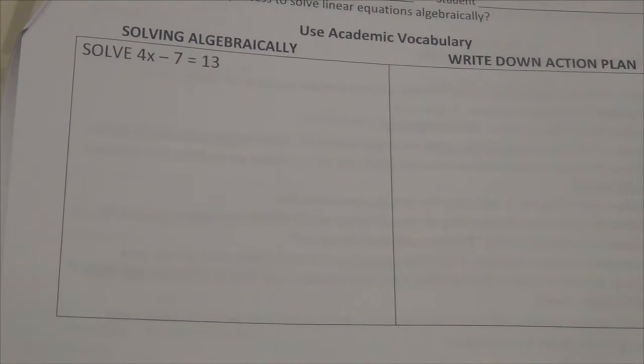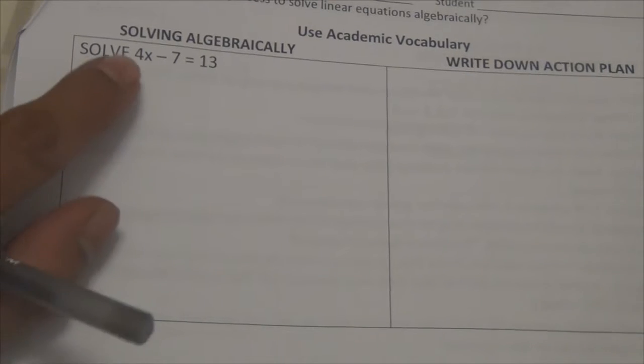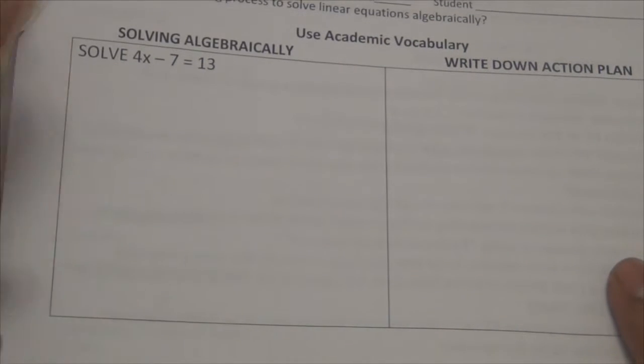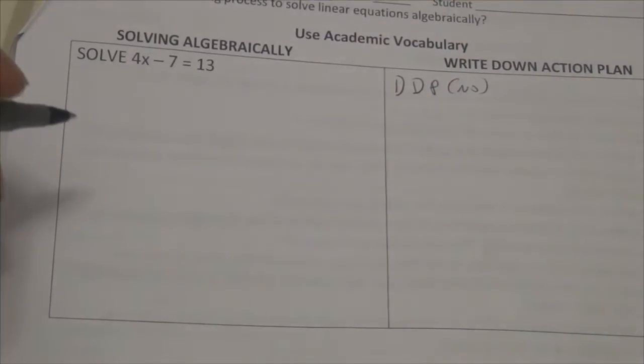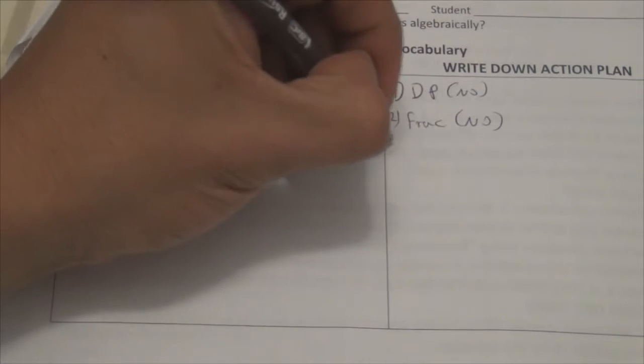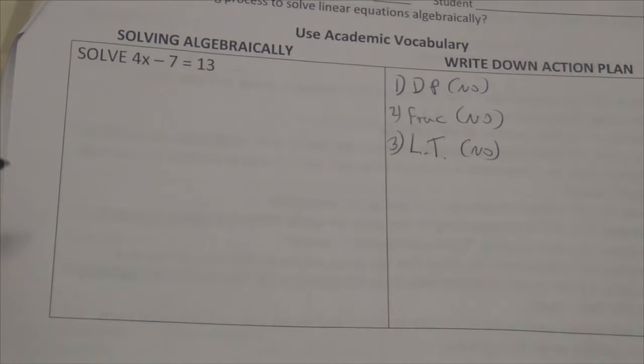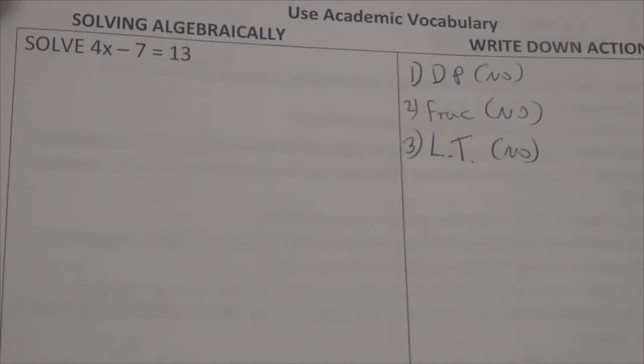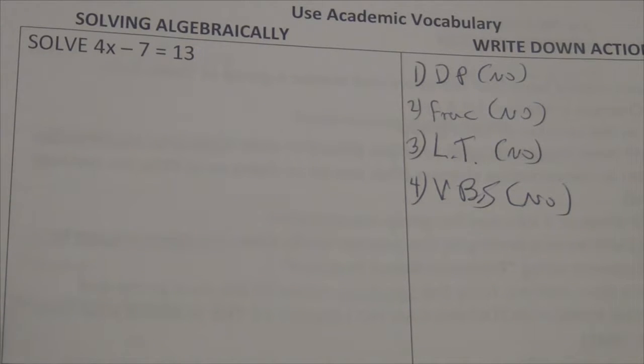Alright, let's do this. How many steps? Multiplication and subtraction. That's it. Only 2 steps. So out of all the things that you're gonna do, you could definitely ask: number 1, is there distributive property? No. Number 2, do we have fractions? No. Number 3, do we have like terms? No. Number 4, do we have variables on both sides? No. So it all comes down to 2 operations.